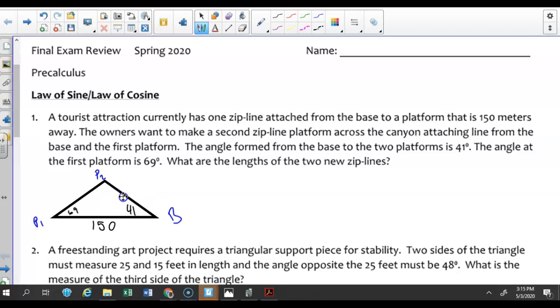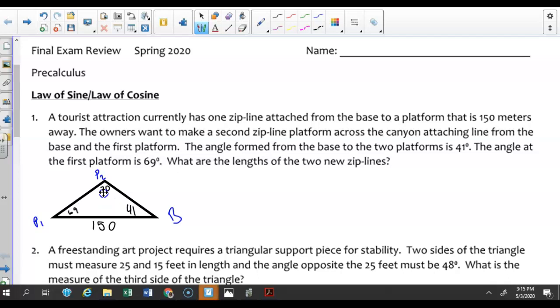How we're going to do that is, I'm going to first find my third angle right here. Sorry, I'm yawning. So if I do 180 minus 69 and 41, that is going to give me an angle of 70. So this is 70, okay?